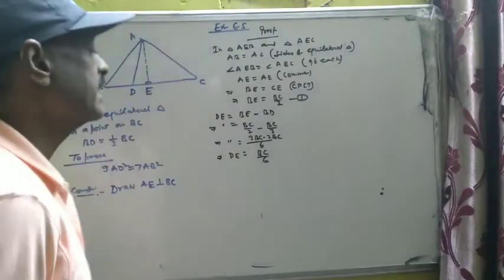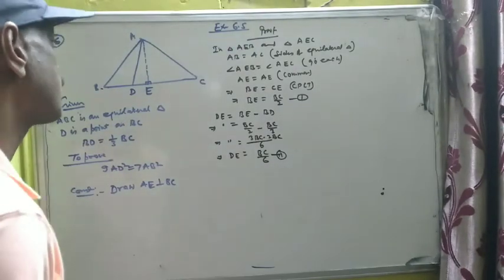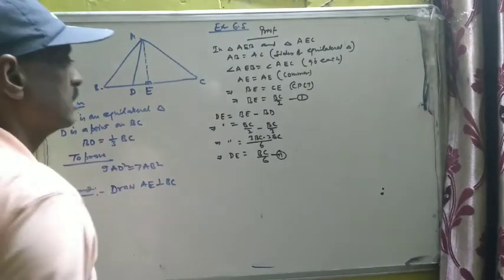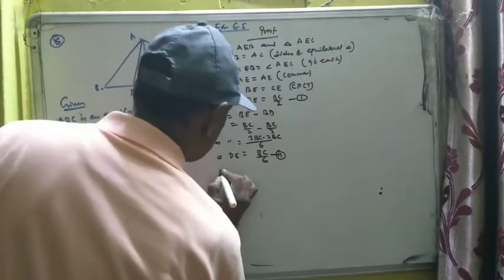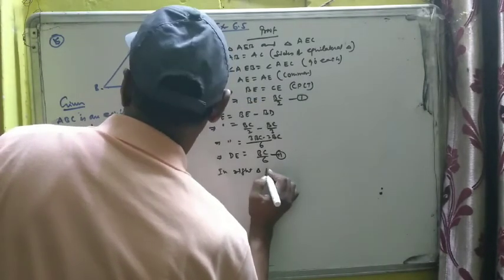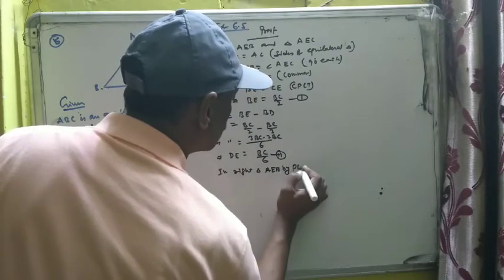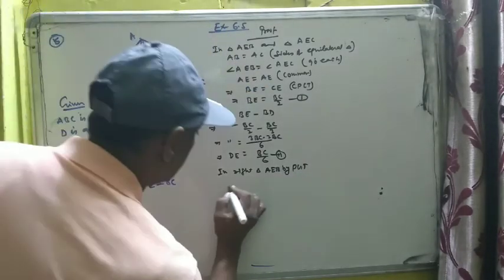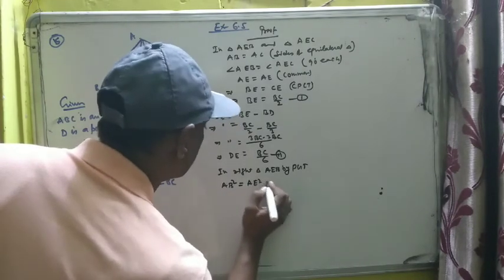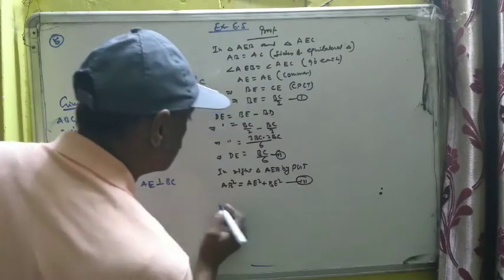So we got DE equal to BC by 6. Now we have to use the Pythagoras theorem in triangle AEB and in triangle AED. So make two equations. In right triangle AEB, by Pythagoras theorem, AB square equal AE square plus BE square.